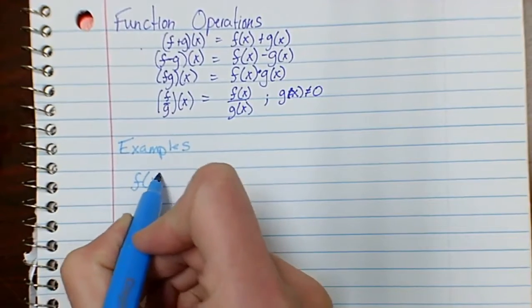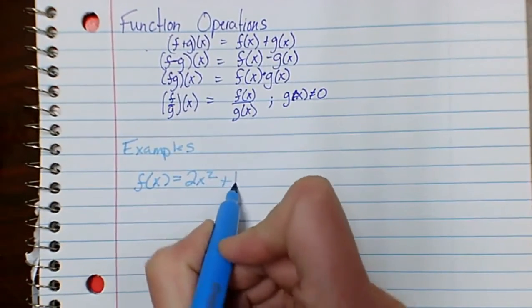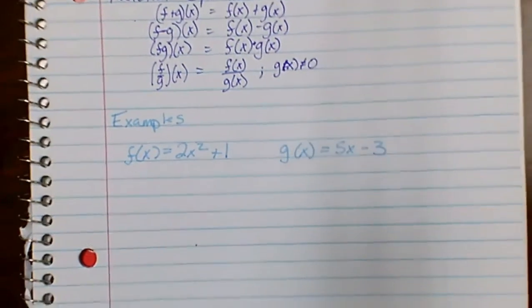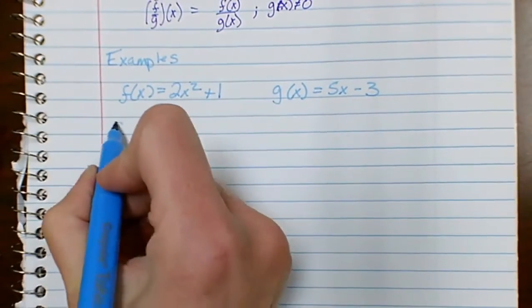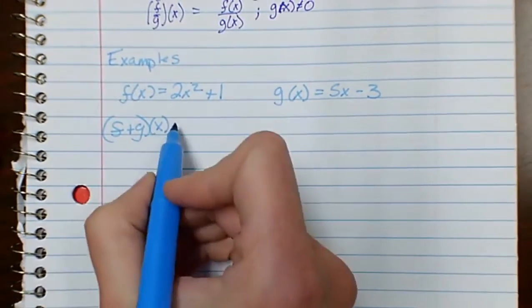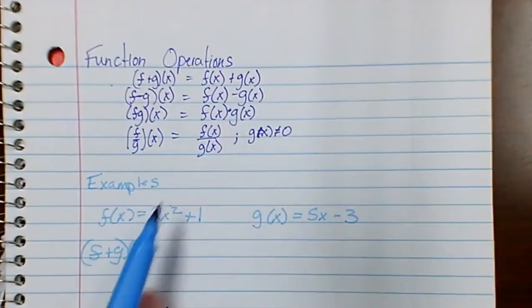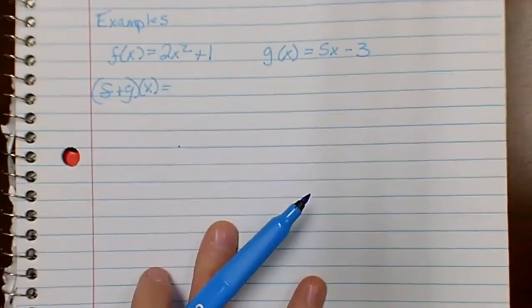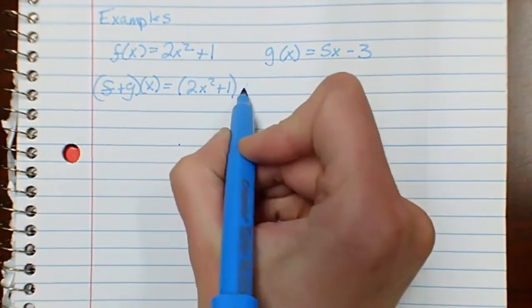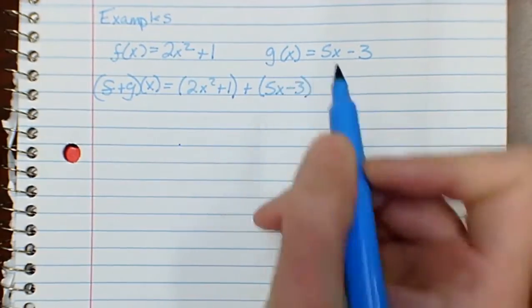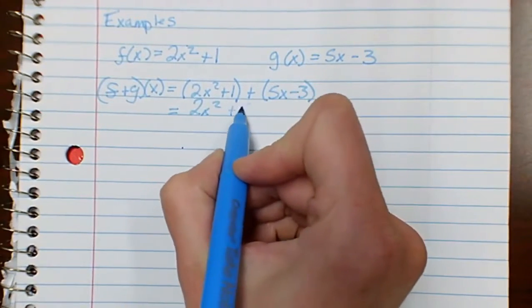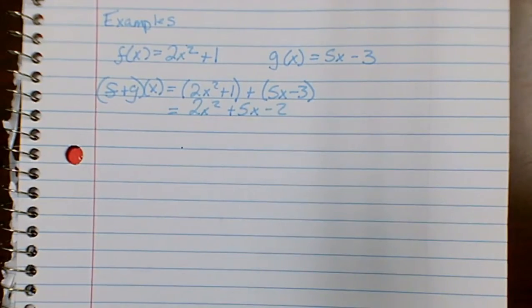So if f of x equals 2x squared plus 1 and g of x equals 5x minus 3, we need to find the following. F plus g of x, which is just saying, hey, we're going to do fx plus gx. We're just going to add these two polynomials together. So we will have 2x squared plus 1 plus 5x minus 3. Then we're going to add like terms. And we are finished.